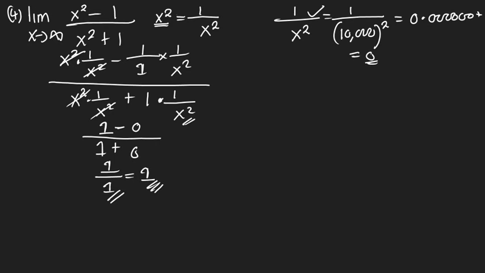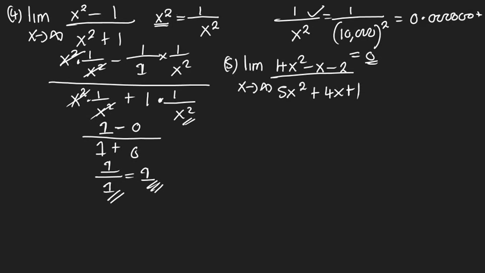That is how you solve limits at infinity. Let's try to get another one, which we can call Question 5. Suppose you have the limit as x is approaching positive infinity of (4x^2 - x - 2) all over (5x^2 + 4x + 1).